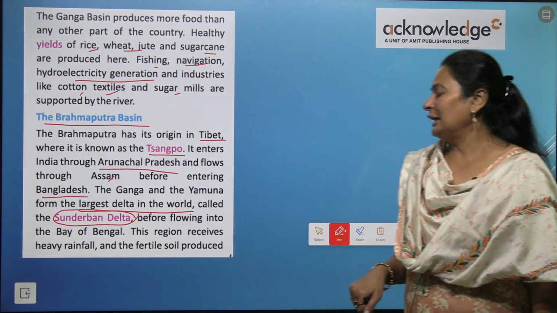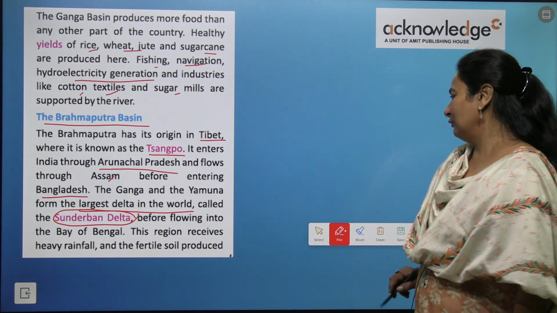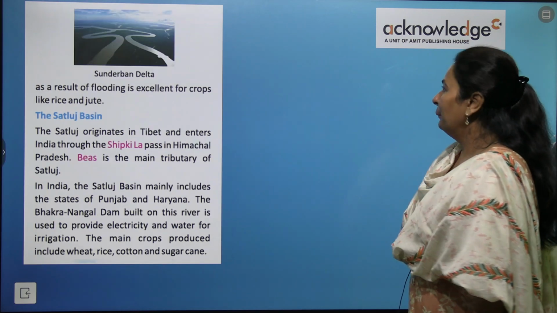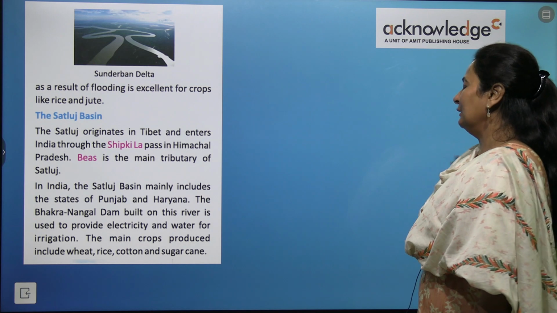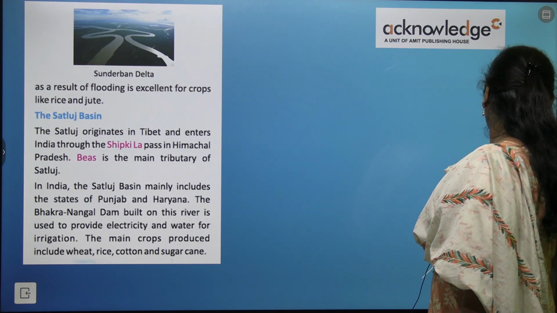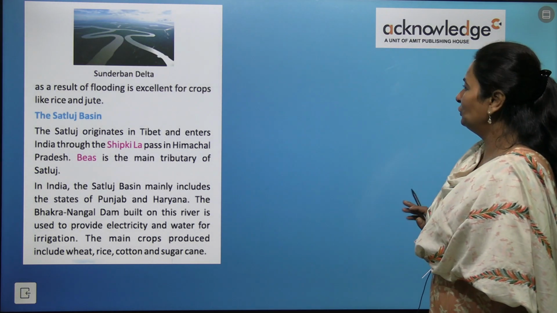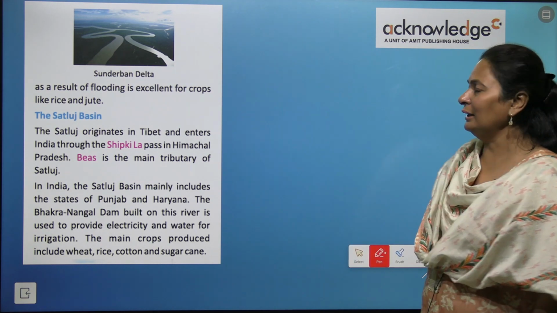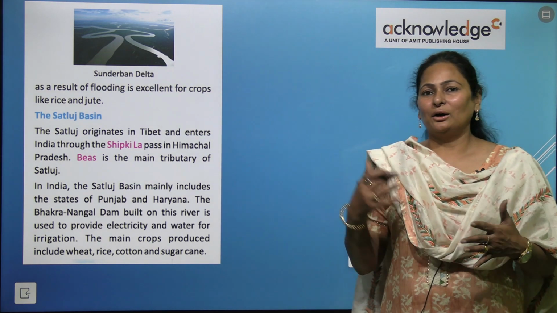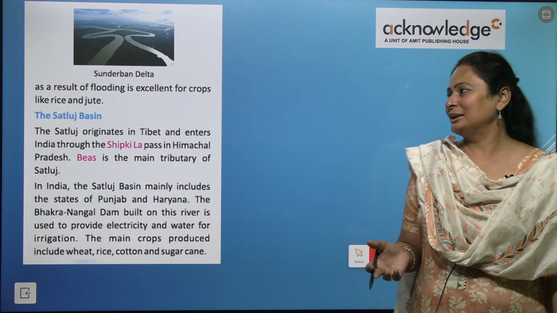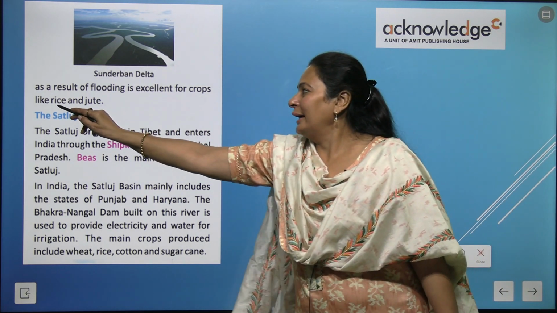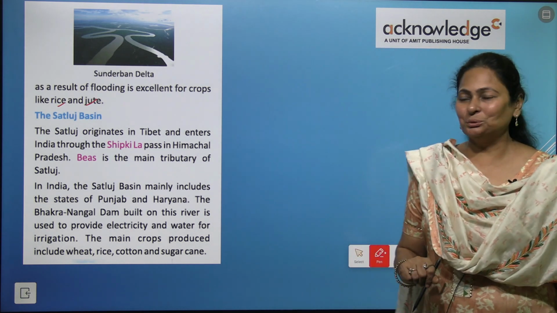This region receives heavy rainfall and fertile soil produced as a result of flooding is excellent for crops like rice and jute. Rice takes a lot of water. So this delta area receives very heavy rainfall and is good for cultivation of rice and jute.